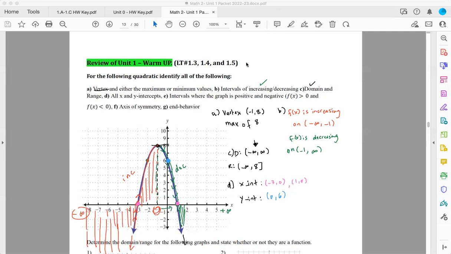Part E. Part E says, what are the intervals where the graph is positive? So now we're talking about where the graph is above. Positive means, let me use a different color, positive is this. This is positive, above the x-axis. This is where f of x is positive. Okay, and negative is below. So this is where f of x is negative.